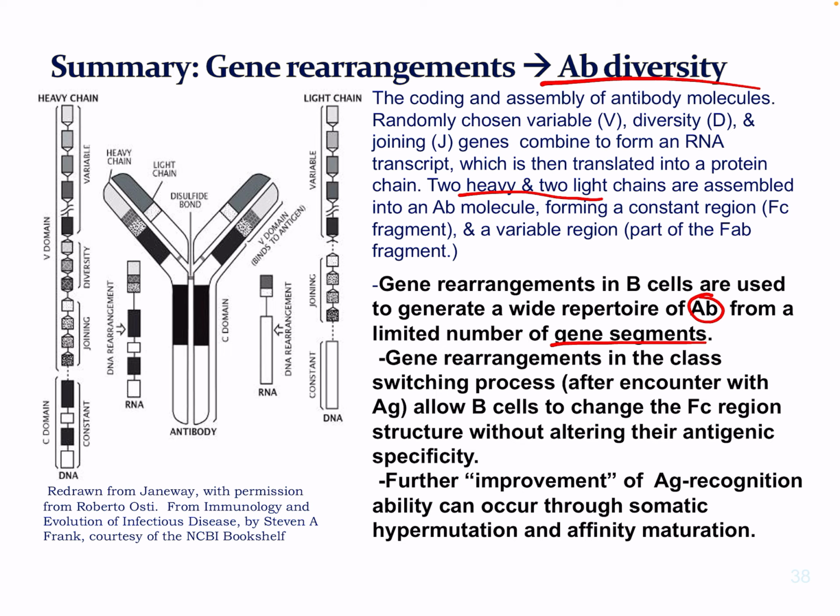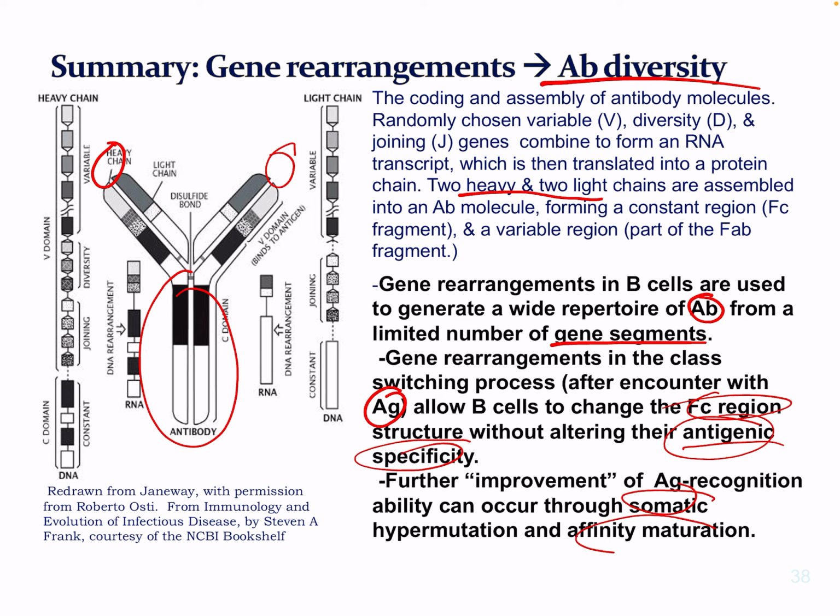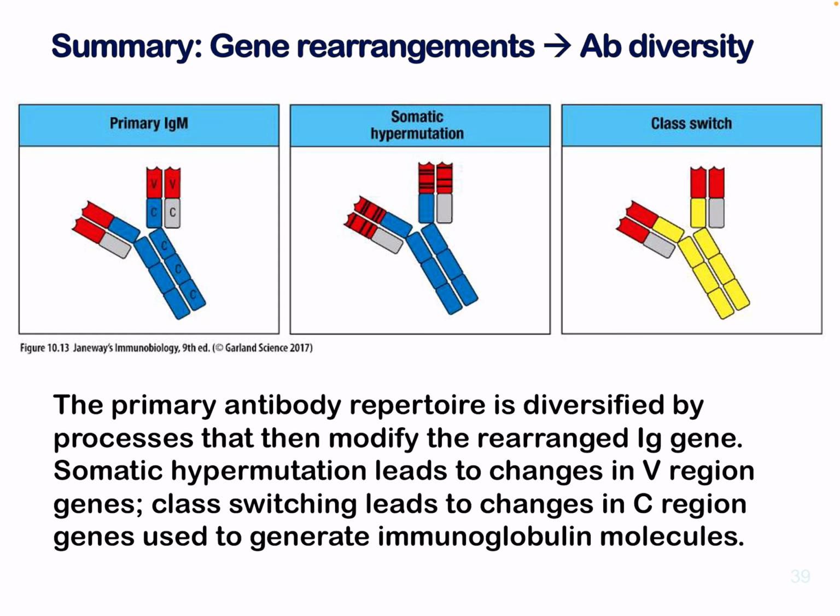gene segments. Gene rearrangements in the class switching process, after our encounter with the antigen, allow the B cells to change the Fc region, like we said, into other types of antibodies, which allows for greater antigenic specificity. But this isn't altered. So again, antigenic specificity isn't altered, so it's always the same antigen we're attacking, but it increases its strength. Further improvement of antigen recognition ability can occur through somatic hypermutation and affinity maturation, which are very important processes.